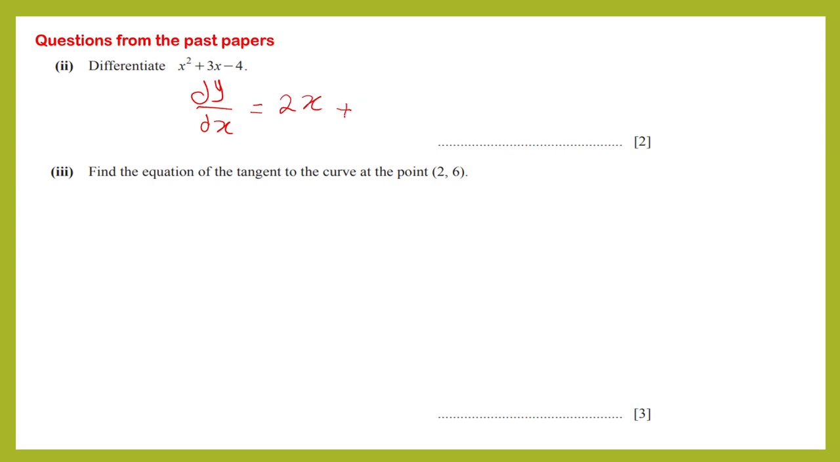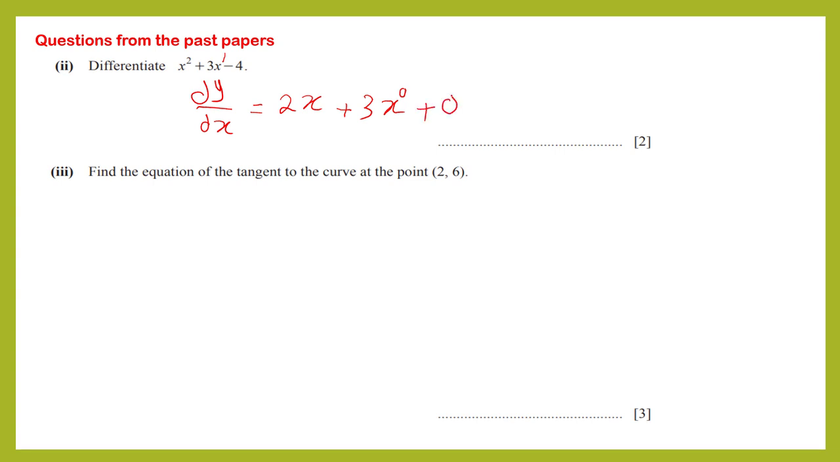You must know something very important. 3x, or whenever we have a number and we have x to the power of 1, once you differentiate, the x will be removed because the power is 1, and 1 multiplied by 3 is 3. Then if you subtract 1 from this power, it will be x to the power of 0. And here minus 4, it doesn't have x at all, so the derivative of this one will be 0.